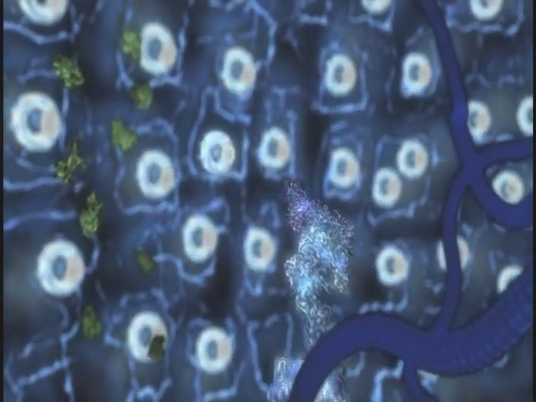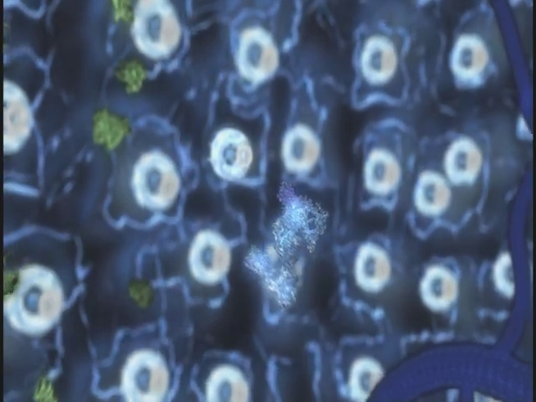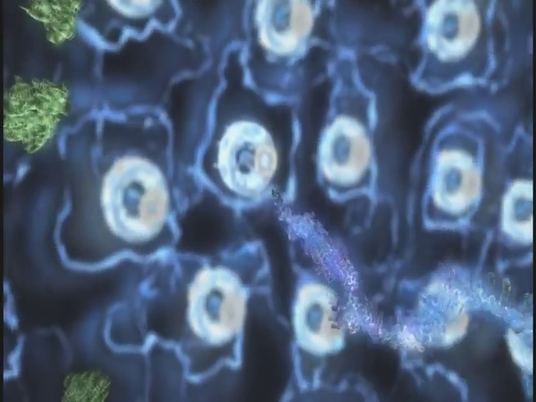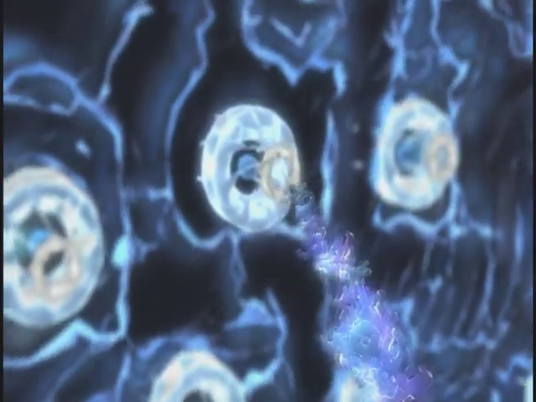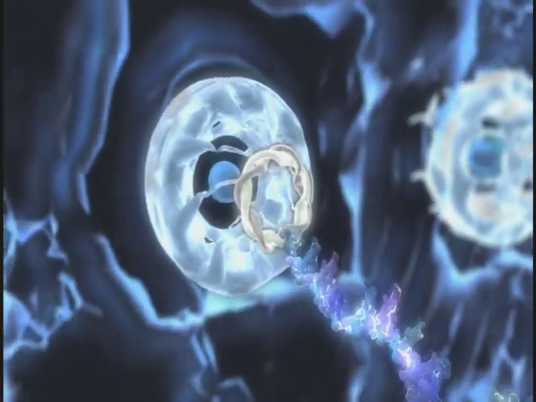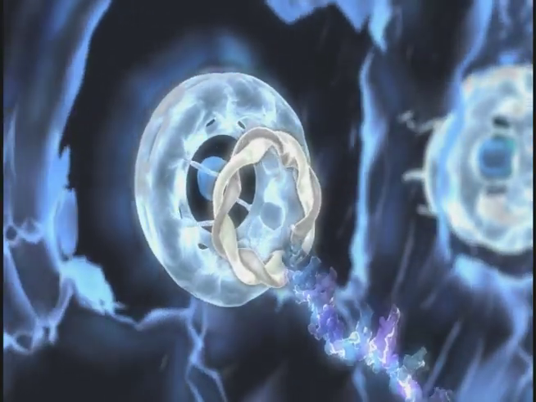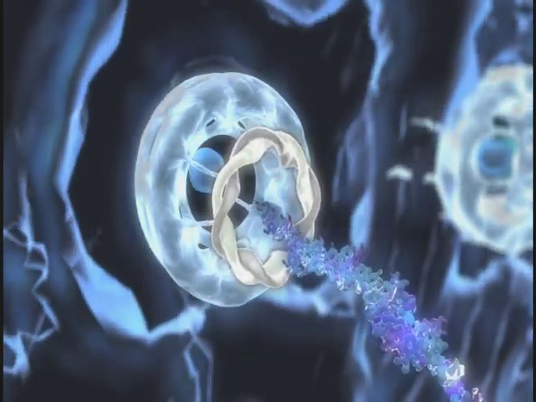Next, this RNA transcript approaches and passes through a molecular machine called the nuclear pore complex, an information recognition device that controls the flow of information in and out of the cell's nucleus.